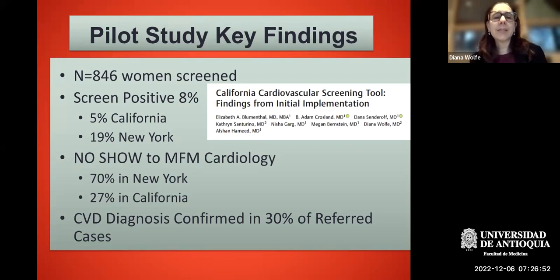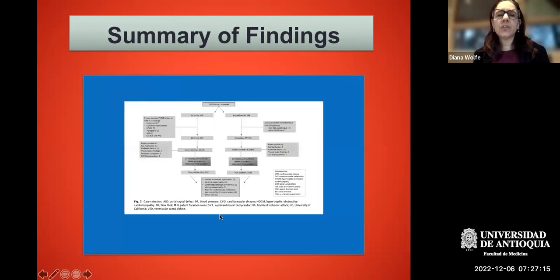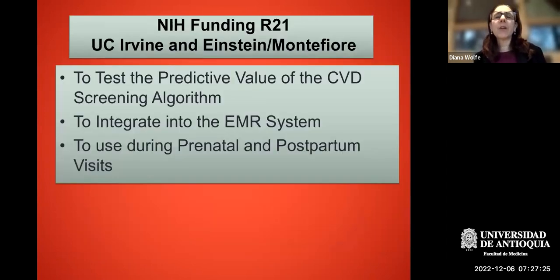So nosotros hacemos este pilot study en 2018, 2019, y se ve que a New York mucho más gente screen positive, pero mucho más gente no venía a su consultación. Entonces, eso es nosotros hacemos la publicación of this pilot study. And ahora tenemos un NIH-funded validation study between Montefiore and UC Irvine. And we want to test the predictive value of this algorithm.